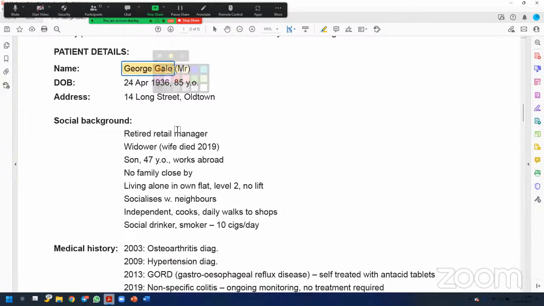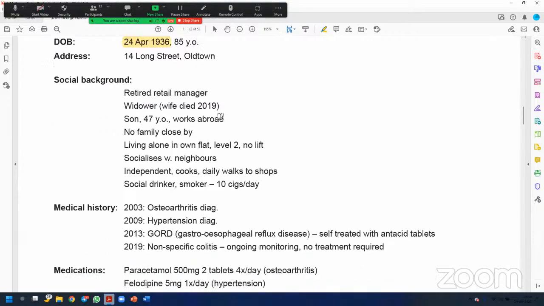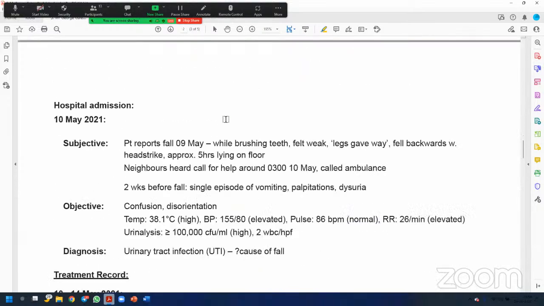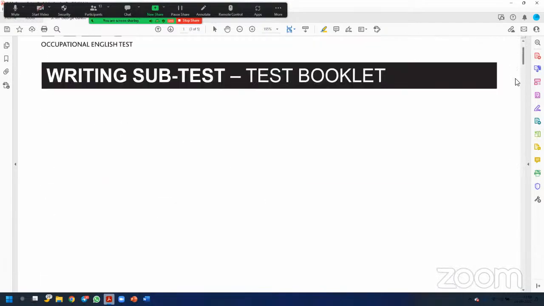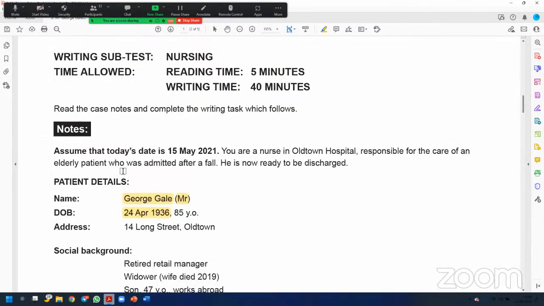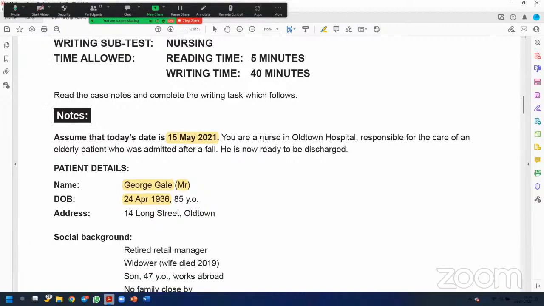Mr. George Gale. Date of birth is given, so take the date of birth. Then today's date, 15th May 2021. Afterwards, I'll take you everywhere. Don't worry. You are a nurse in an old town hospital.